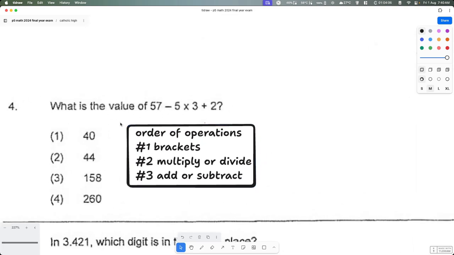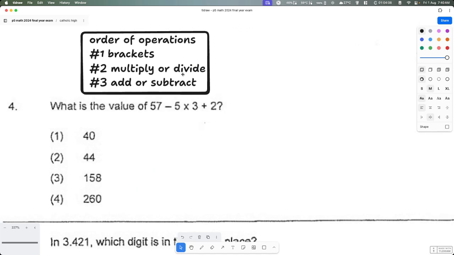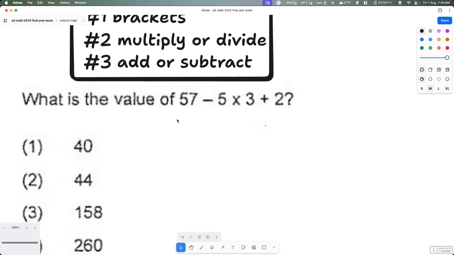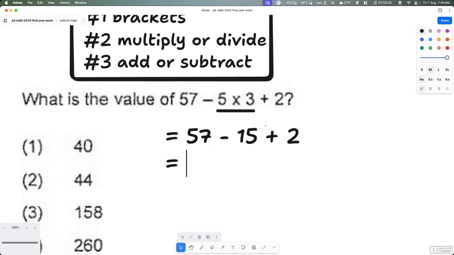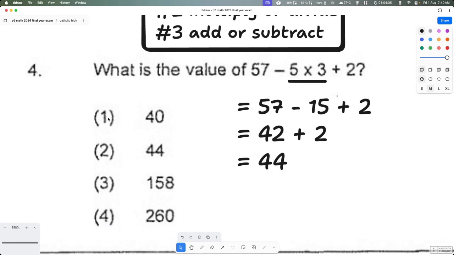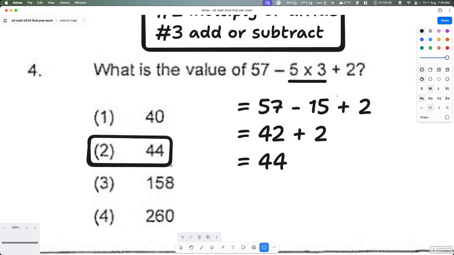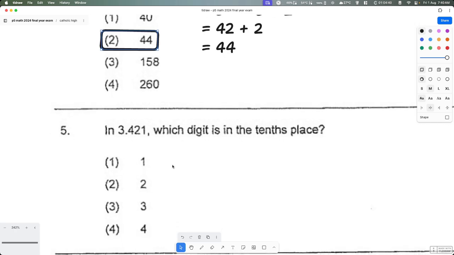In this case, 57 minus 5 times 3 plus 2 is equal to, so what we're going to do is multiply first. So 5 times 3 first. So this is 57 minus 15 plus 2. From here it's pretty straightforward. 57 minus 15 will be 42, plus 2 becomes 44. And the answer to question 4 is 44, so option number 2. Okay, let's move on to the next question.